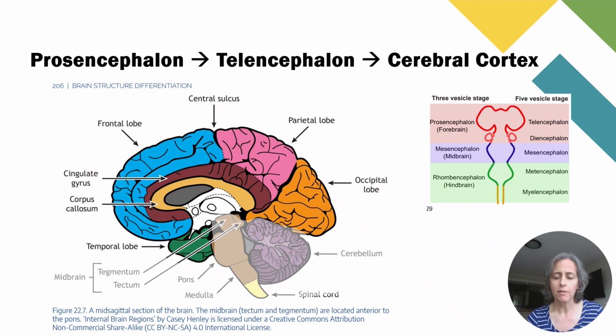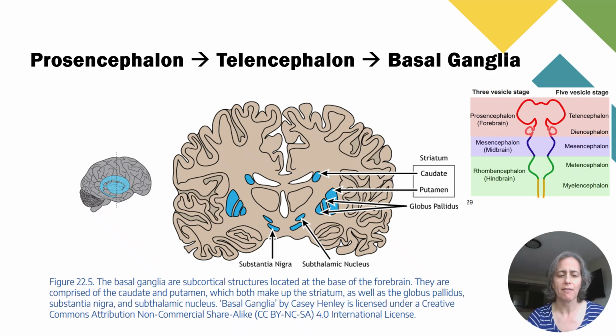So that prosencephalon, that forebrain, differentiated into telencephalon and diencephalon, and the cerebral cortex came from the telencephalon. So cerebral cortex, then, you probably remember, I hope you remember, has those 4 different lobes. We have the frontal lobe, parietal lobe, occipital lobe, and temporal lobe. So that comes from the forebrain or prosencephalon.